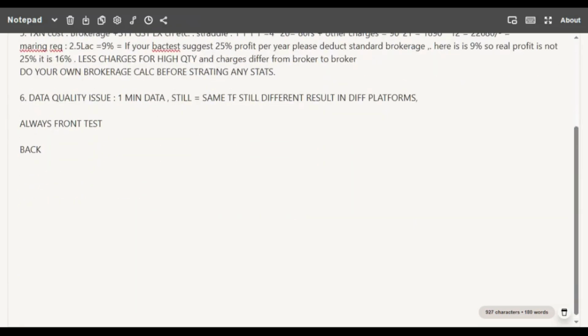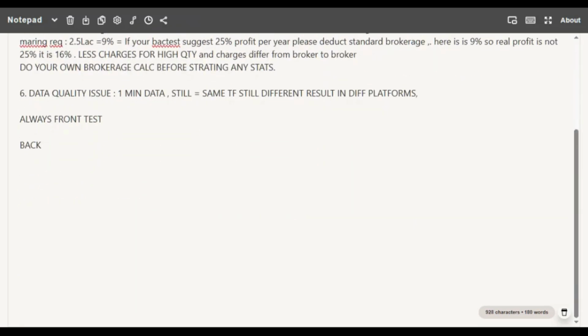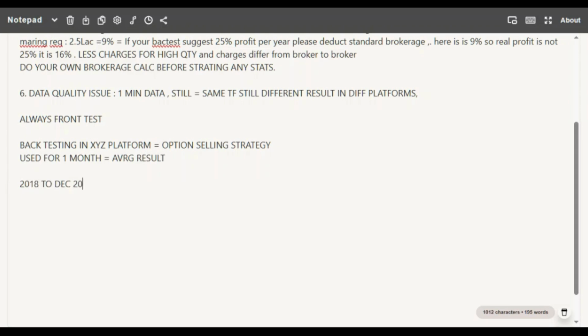So what did he do? He did backtesting on an XYZ platform of an option selling strategy, right? When he backtested the option selling strategy, he got great results. Then he used it for 1 month. The result was not a loss, but it was average. Let's say he backtested 2018 to December 2024. In January 2025, he went live, right?